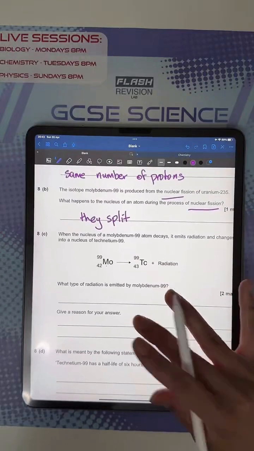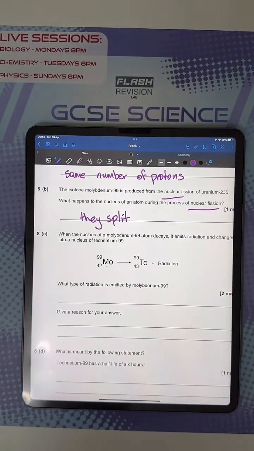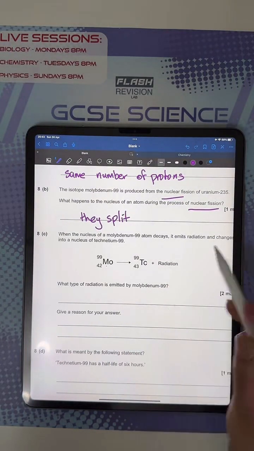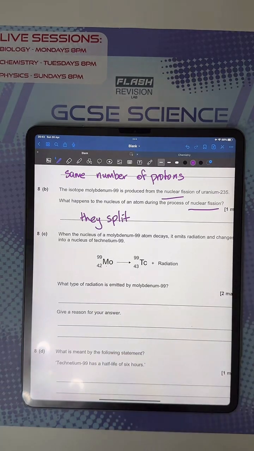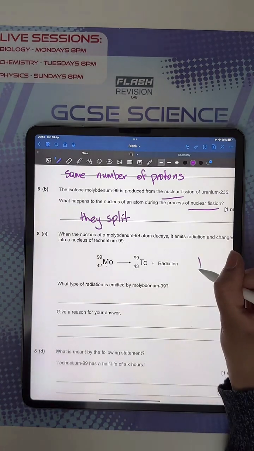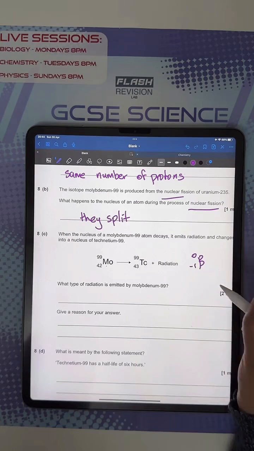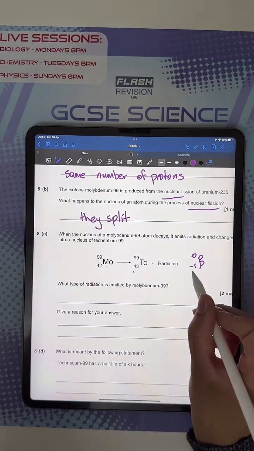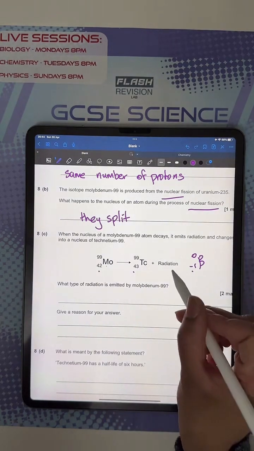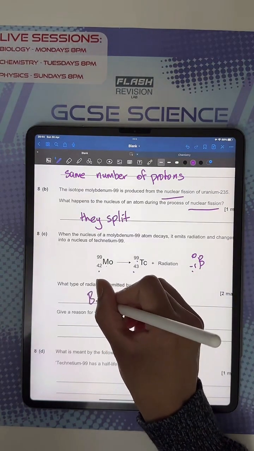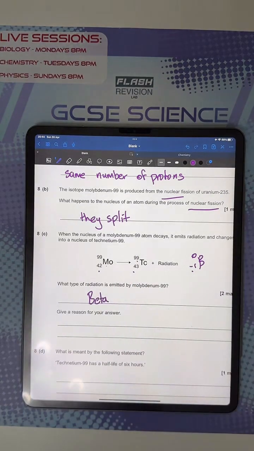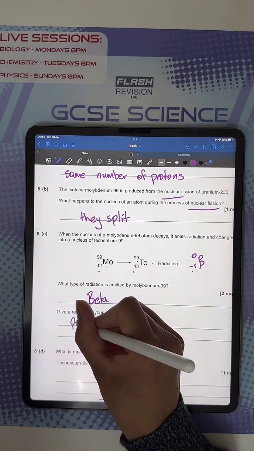What type of radiation is emitted here? So look at the numbers again. Remember, if it changes, it's definitely not gamma. Gamma is 0, 0. So you need to see how it's changed. We're getting the right answers. Yes, beta, because beta is 0, minus 1. 43 plus minus 1 gives you 42. 99 plus 0 equals 99. So it's beta. And you can say the same thing as before. Proton number increases by 1.